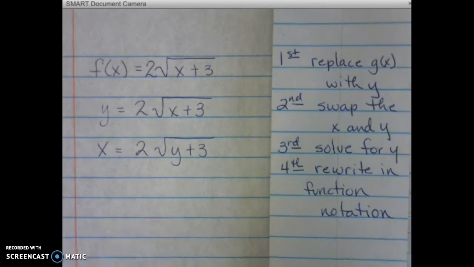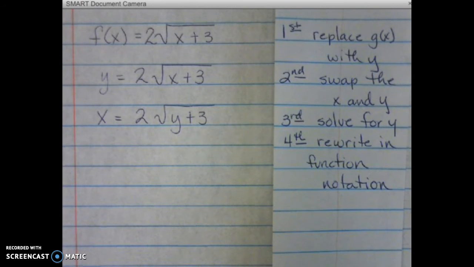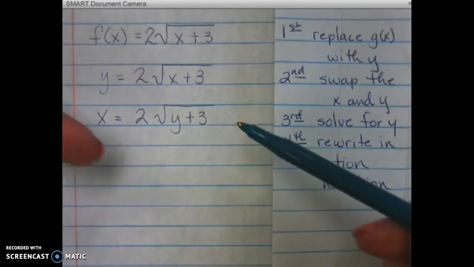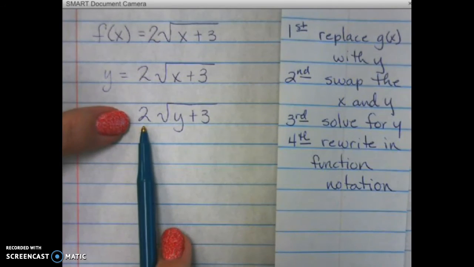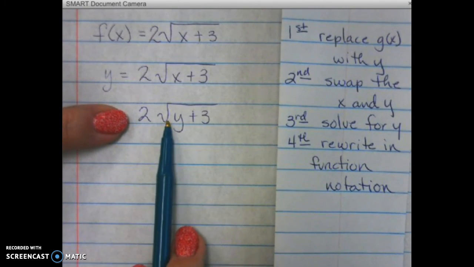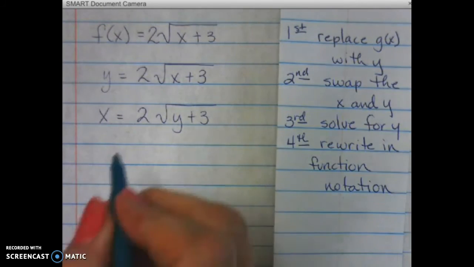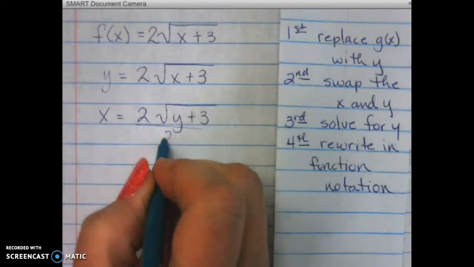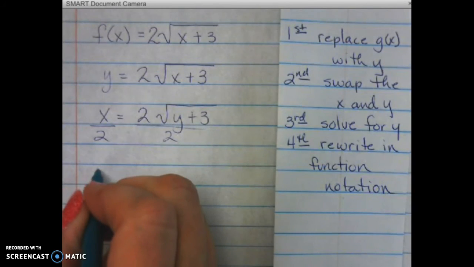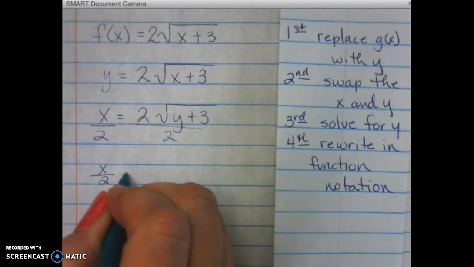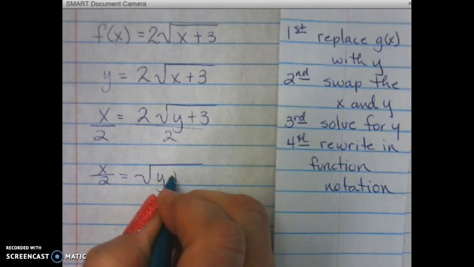Now I want to get the y by itself. I need to isolate the y. Well, I always start on the outside and work your way into the y. Well, on the outside is this 2. It's 2 times this. So the inverse of that is to divide by 2. So I'm going to divide both sides by 2. So I get x divided by 2 is equal to the square root of y plus 3.